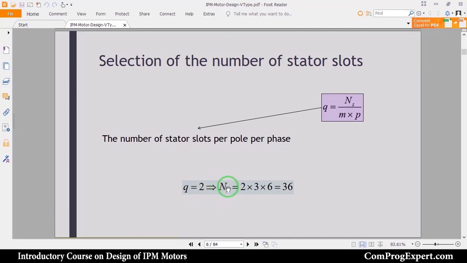The number of stator slots will be equal to 2 times 3, the number of phases, times the number of poles. For example, the number of poles here is 6. So the number of stator slots will be equal to 36.